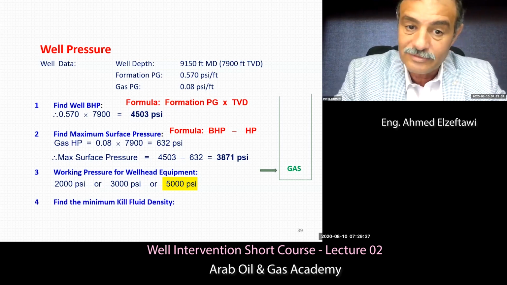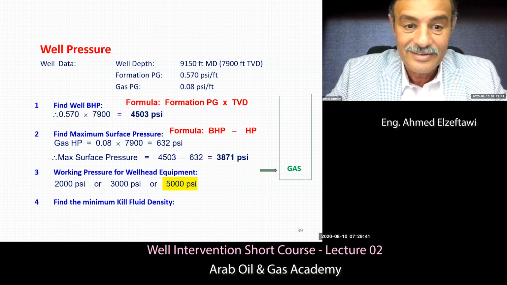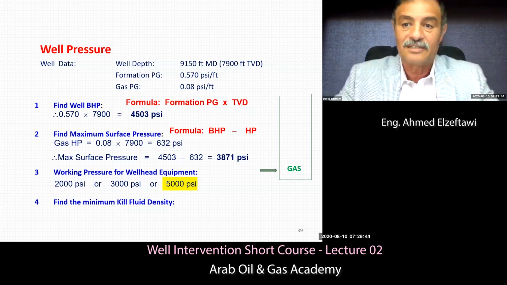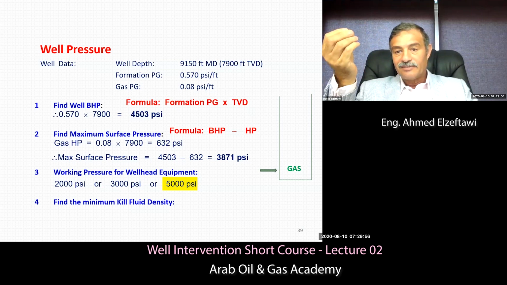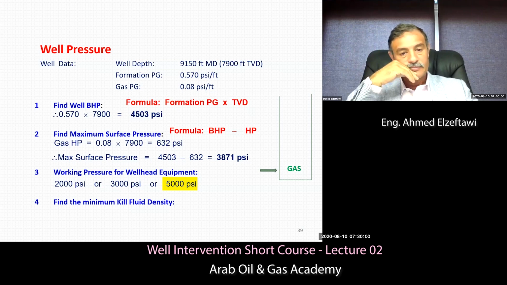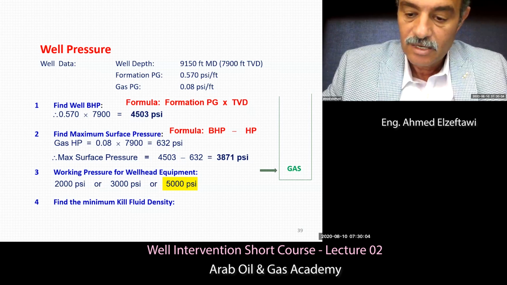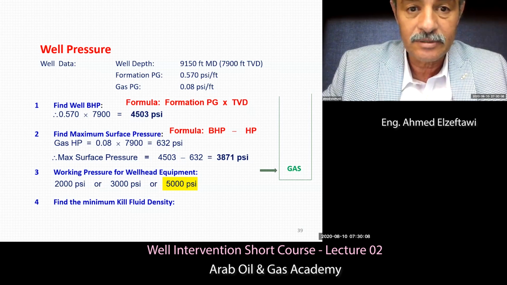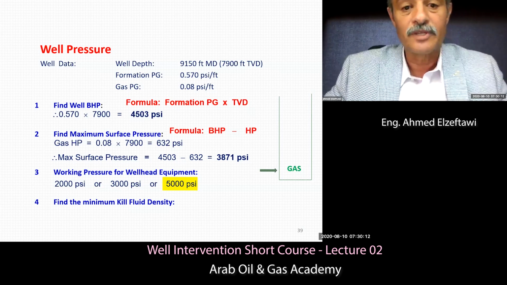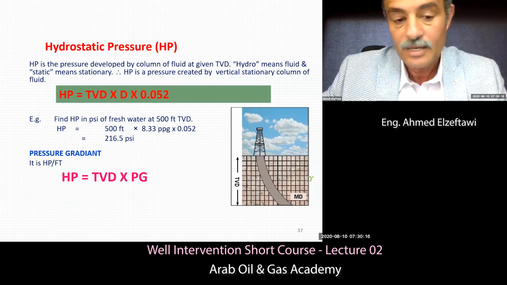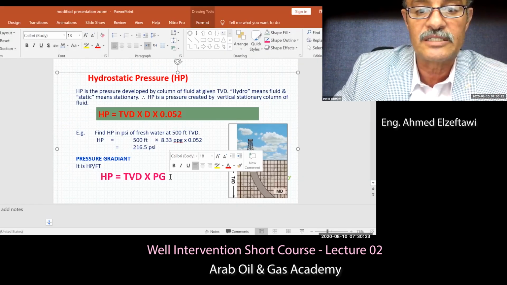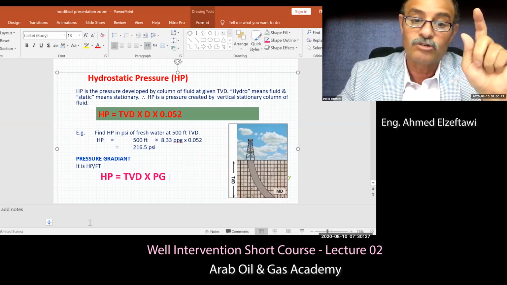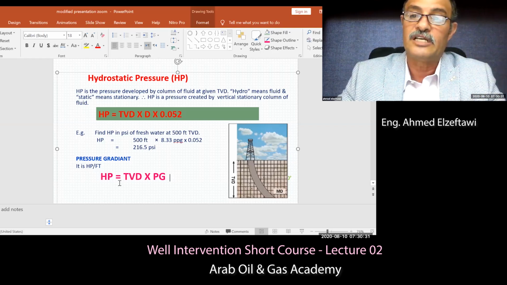The fourth requirement of this example: find the minimum kill fluid density. Now he needs to kill this well. So what is the density he should use for the kill fluid? I need to go back a little bit to show you something. As you see, we agreed that hydrostatic head pressure equals TVD times density times constant. And we also agreed that hydrostatic head pressure equals TVD times the pressure gradient.